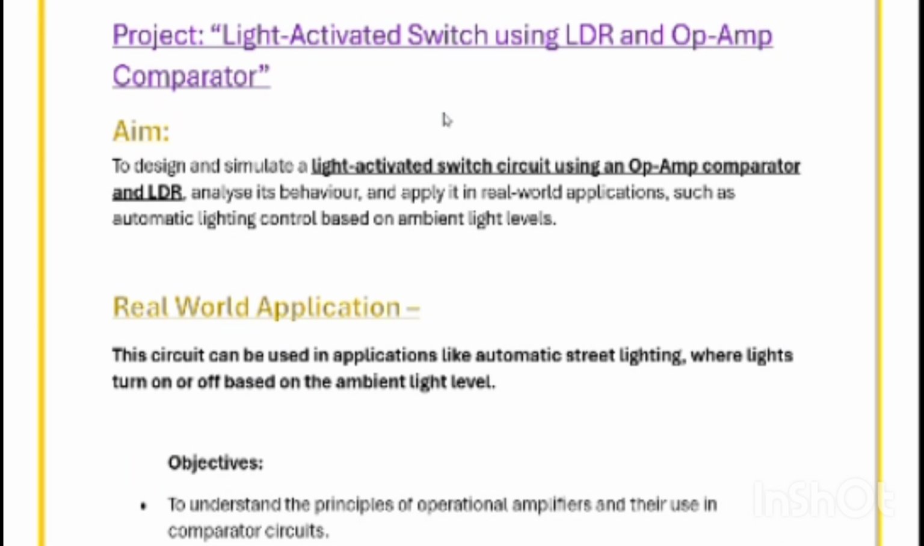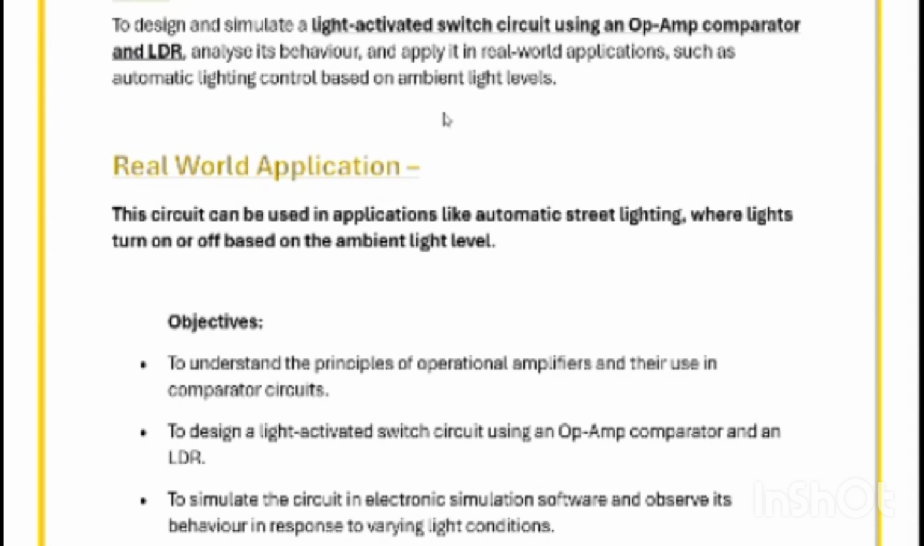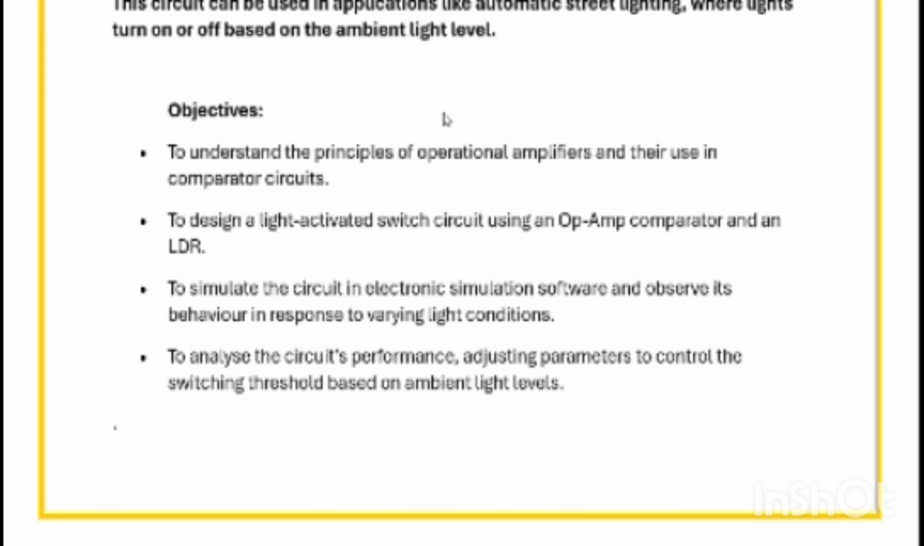So our project is light activated switch using LDR and opamp comparator. Our aim is to design and simulate the light activated switch circuit using opamp comparator and LDR. A real world application includes automatic street lighting, where lights turn on or off based on the ambient light level. This is one of the applications of our project.